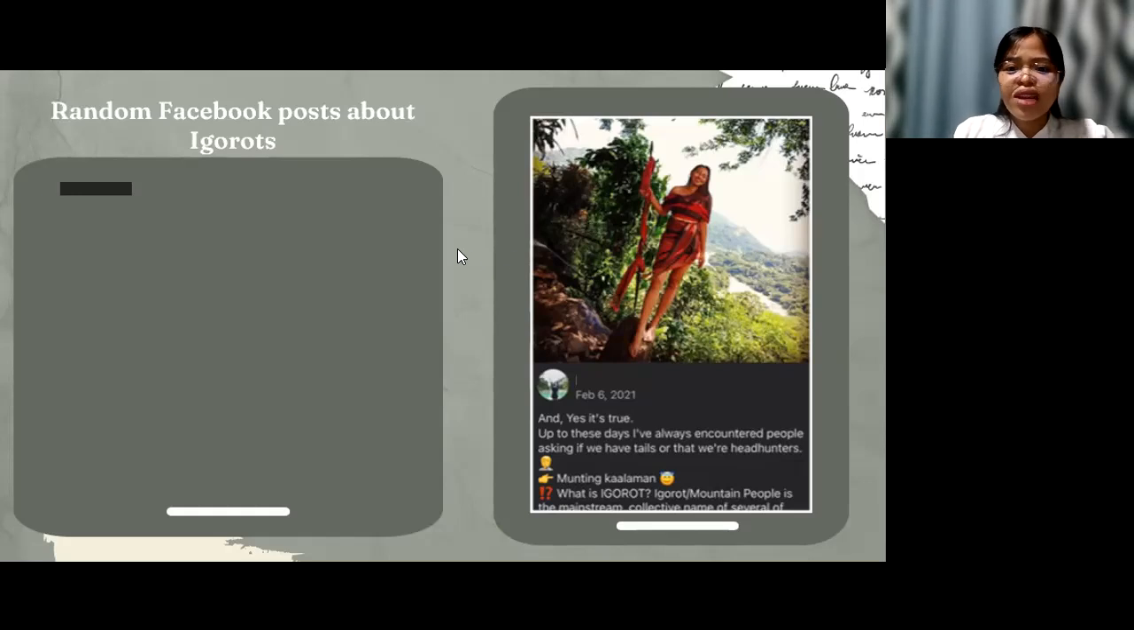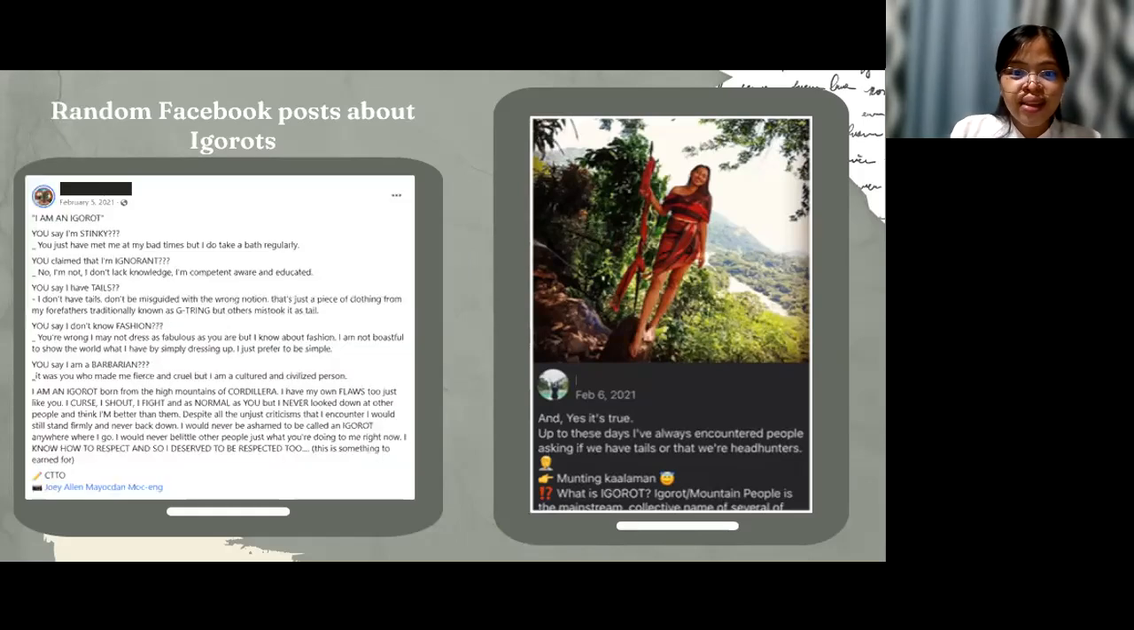So you really need to know more about them instead of focusing on your assumptions or your prejudice against them. Okay, so I also found this Facebook post that says, "I am an Igorot, you say I am stinky? You've just met me at my bad times, but I do take a bath regularly. You claimed I'm ignorant? No, I'm not. I don't lack knowledge. I'm competent, aware, and educated."